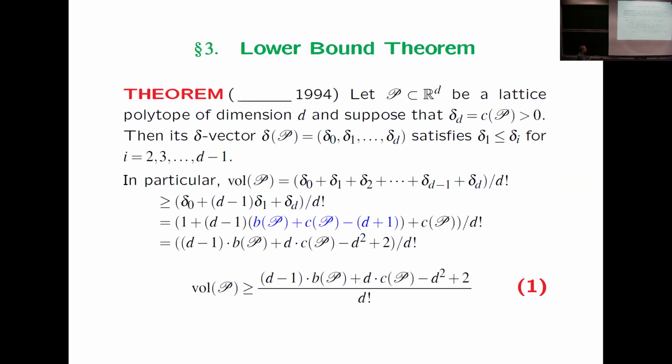So in some sense, this is a higher dimensional version of Pick's formula. Unfortunately, this is not an equality. But this is something like a higher dimensional case of the right hand side of Pick's formula. So this is the so-called lower bound of the volume. But what does this lower bound mean? This is interesting.